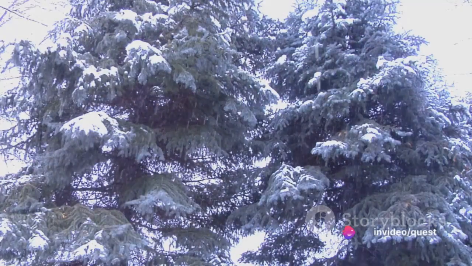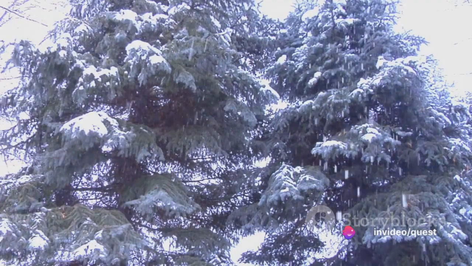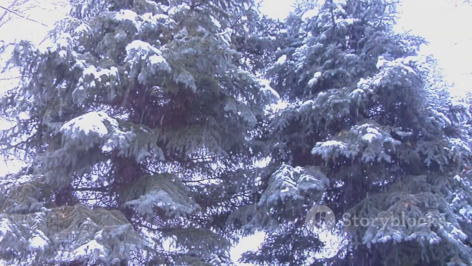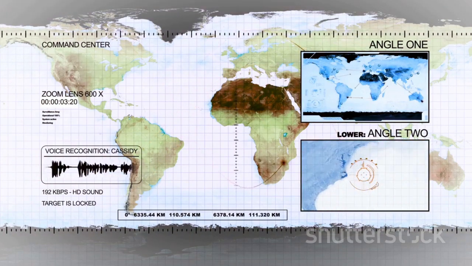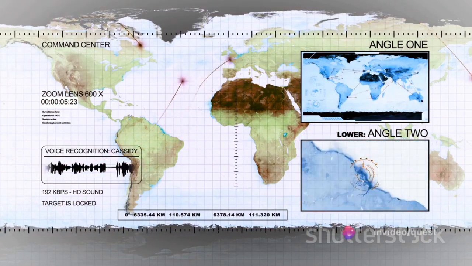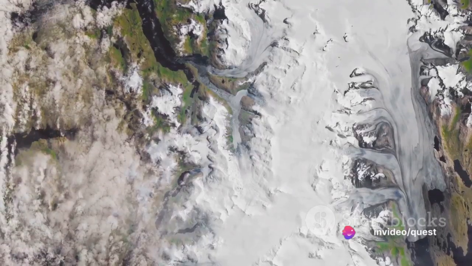A value between 0.4 and 0.6 can suggest mixed snow and vegetation. Below 0.4, it's likely you're looking at bare soil or dense vegetation. Remember, NDSI is a tool, not a definitive answer. It's a way of interpreting data, of making sense of what our satellites are telling us.